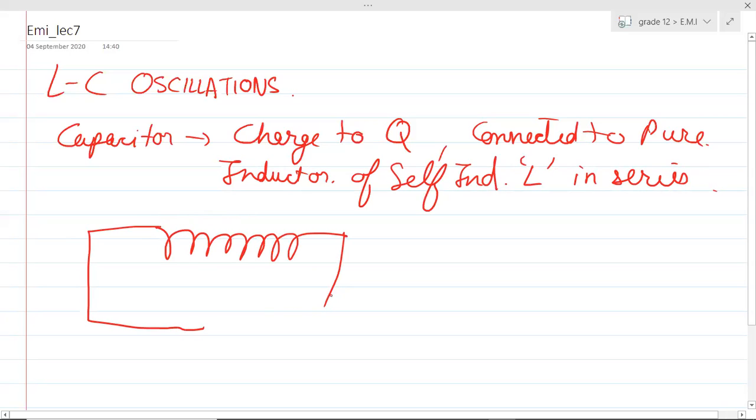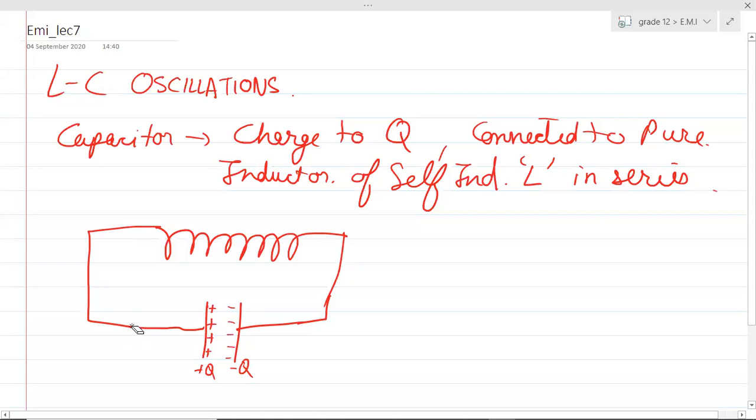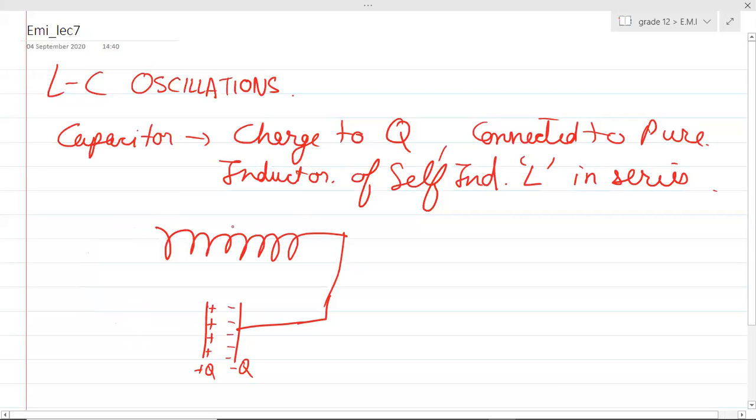Please remember, when a resistance will be there in this case, then energy will start dissipating out. The energy will keep on decreasing. So I have a charged capacitor, and the charge is minus Q, and I need to connect a switch as well.